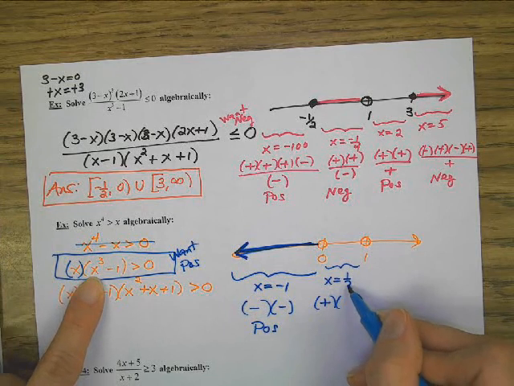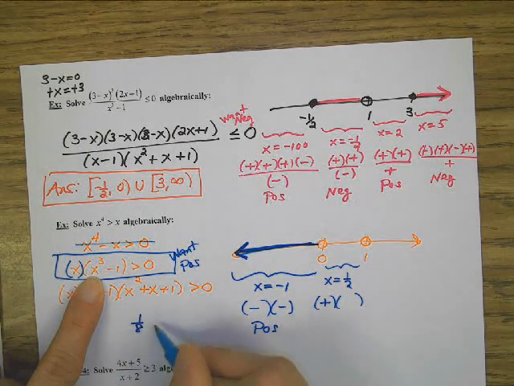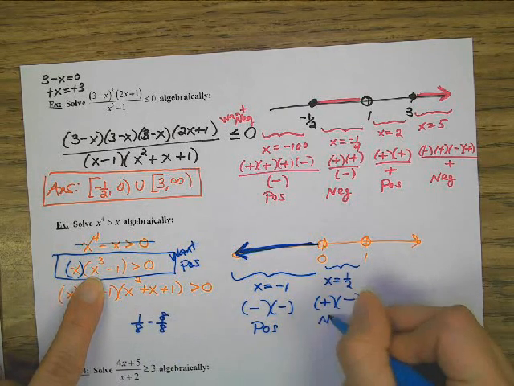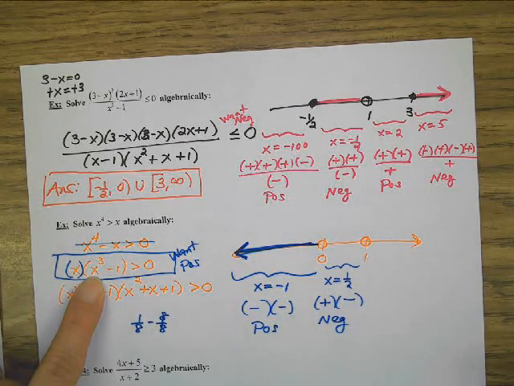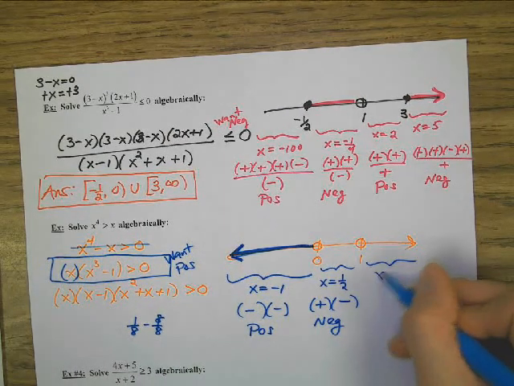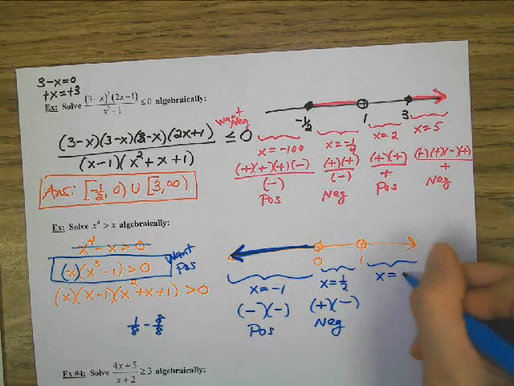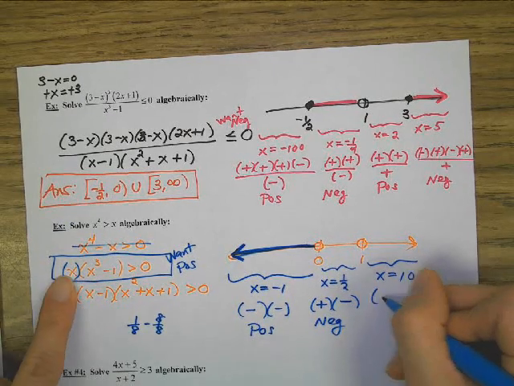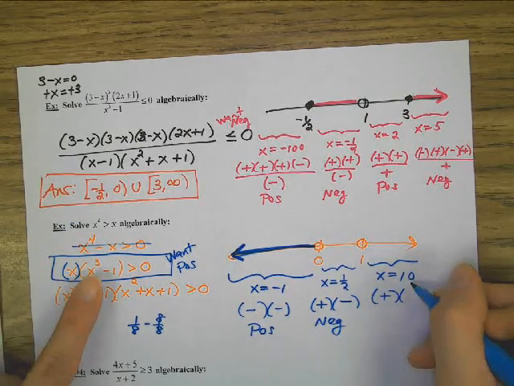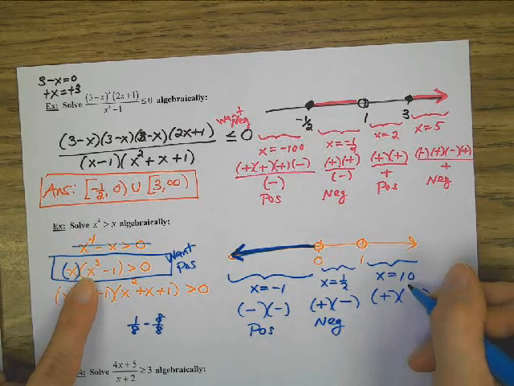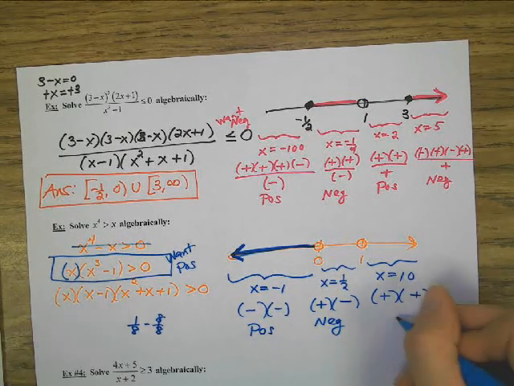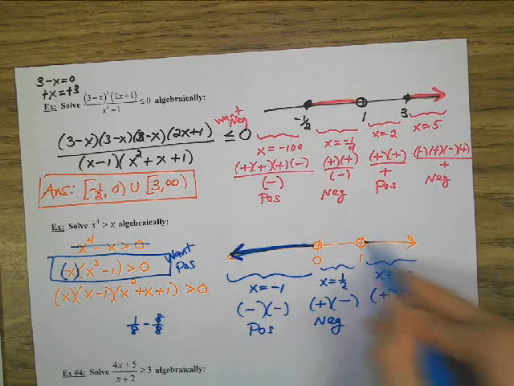Right here, the next section I'll test is 10. The first parenthesis is positive. 10 times 10 times 10 minus 1 is still positive, and that is what we want. Okay, time for the final answer. Okay, this is a great number line, but the answer is from negative infinity to 0, union 1 to infinity.